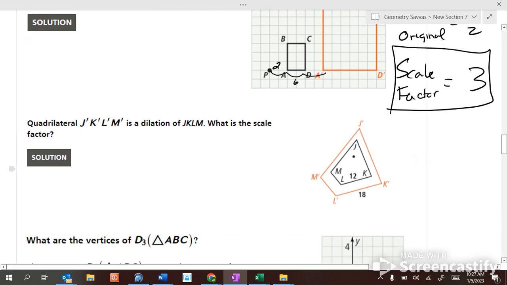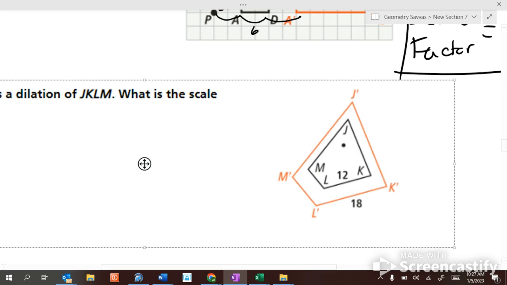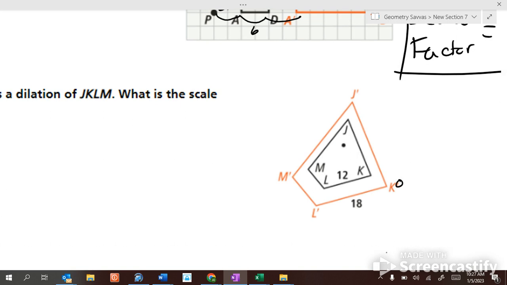Okay? So on this thing, what's the scale factor? The black is the original. The red is the new because it has the primes on them. Okay? It has the primes on them. So the new is what goes on top of the scale factor. The original is what goes on the bottom of the scale factor. So it's always going to be new over original.